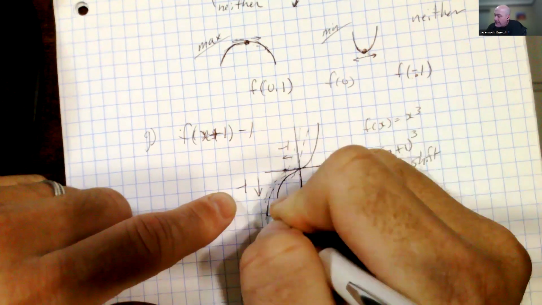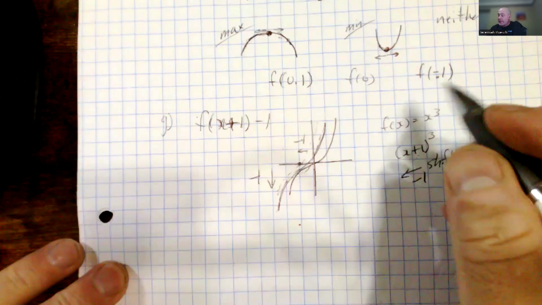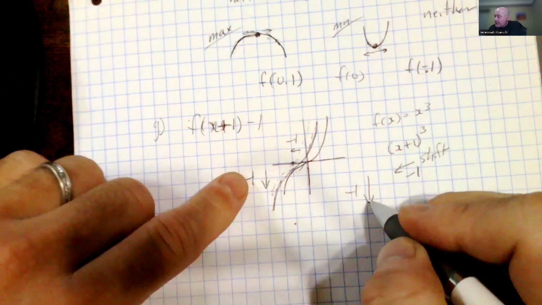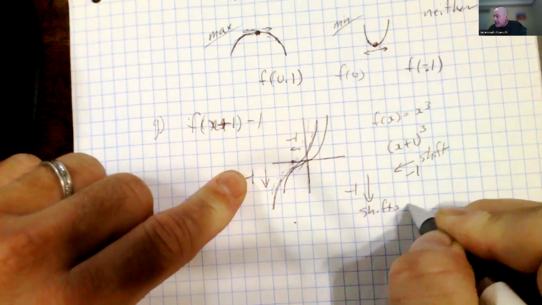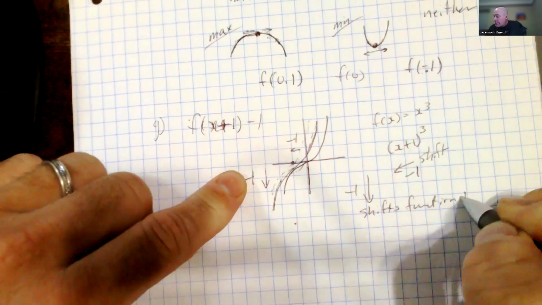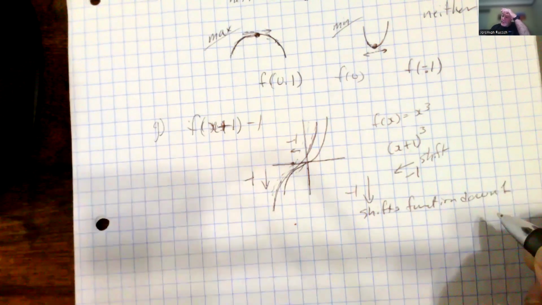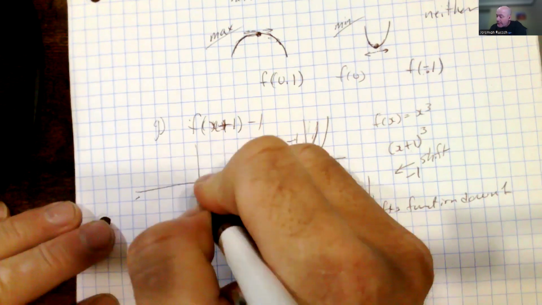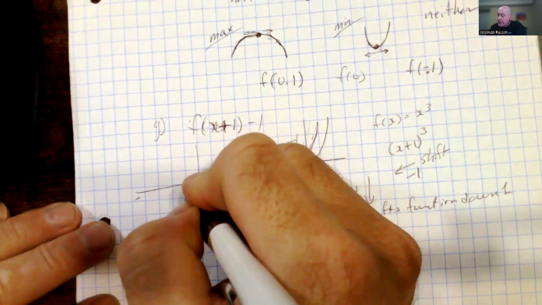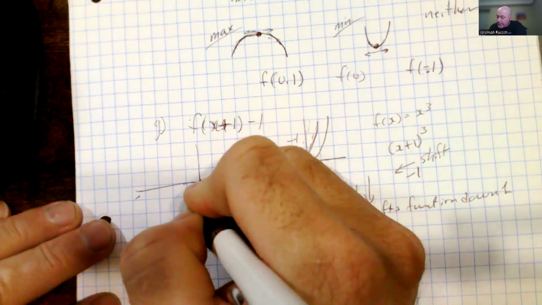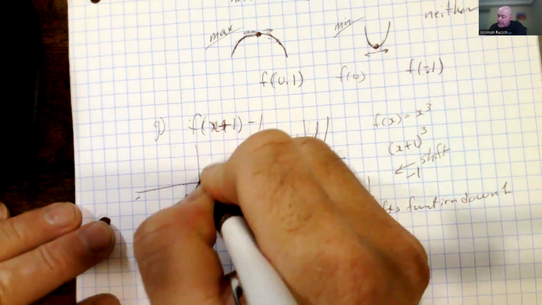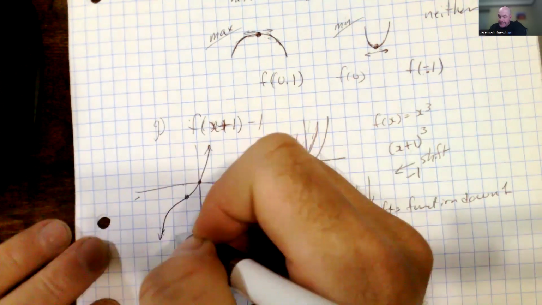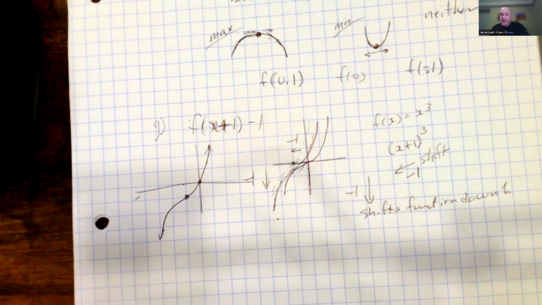So the minus 1 at the end shifts the function down 1. So if I put these two together, my point that was at 0, 0 has been shifted to the left 1 and down 1. That's where the value is, and it looks like our new function is going to look something like that.